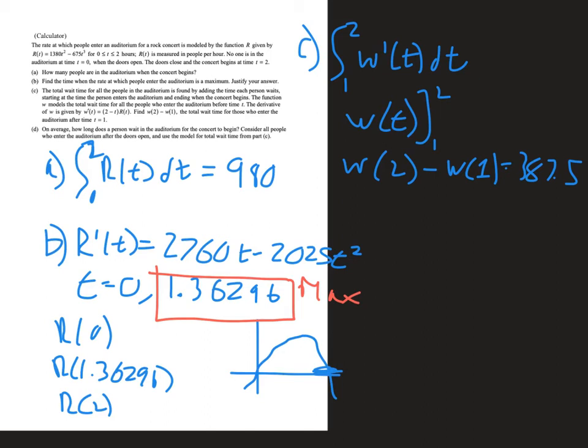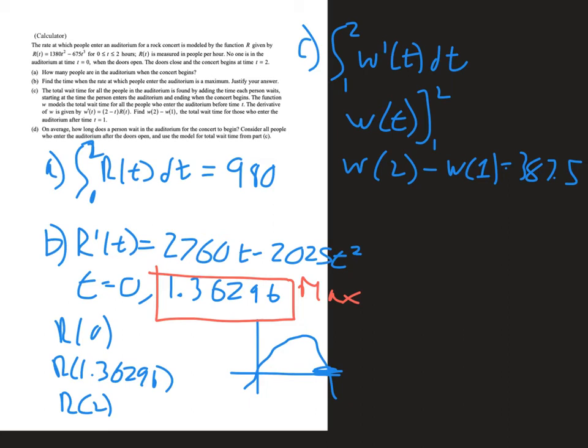On average, how long does a person wait in the auditorium for the concert to begin? Well, we kind of have to put a couple things together to do this part D here. And if we think about what they're asking us here, on average, how long does a person wait? Well, we could use the average value formula and think about it that way in terms of definite integrals, but I think in this case it's easier just to think about it in terms of average.